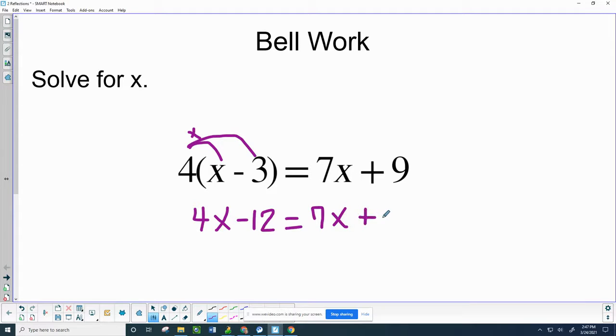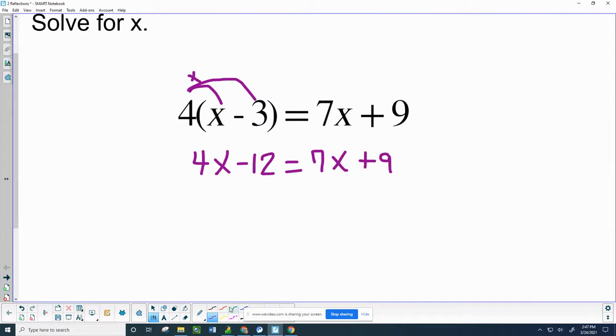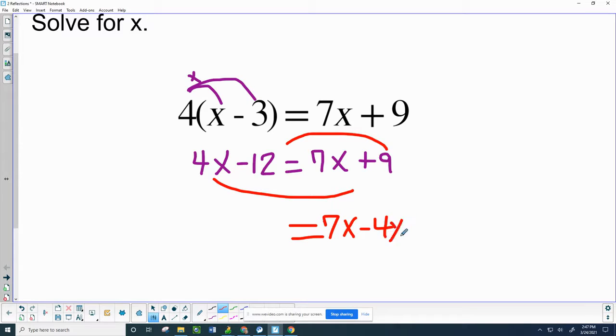7x plus 9 is what we have on the other side. All right, now we do the Great Wall of China maneuver. We're going to move all the x's to one side and all the numbers to the other. I think I'll move 4x over to this side and 9 over to this side. So when we do that, we're going to end up with 7x subtract 4x on the right side and negative 12 subtract 9 on the left side. And negative 12 minus 9 is negative 21. And all of that equals 3x.